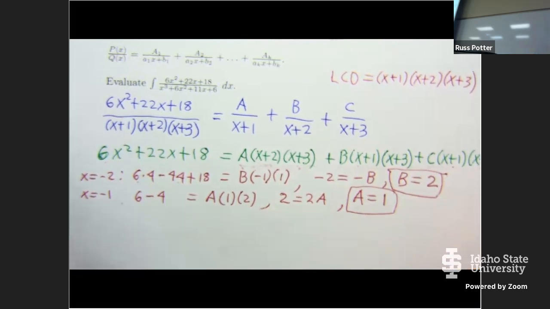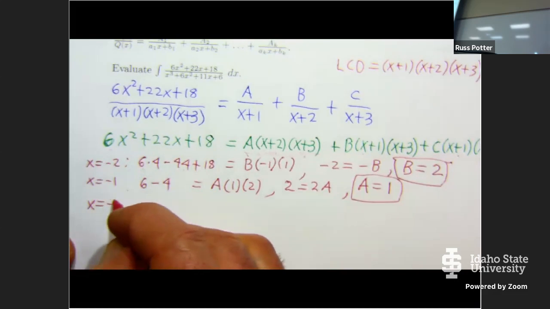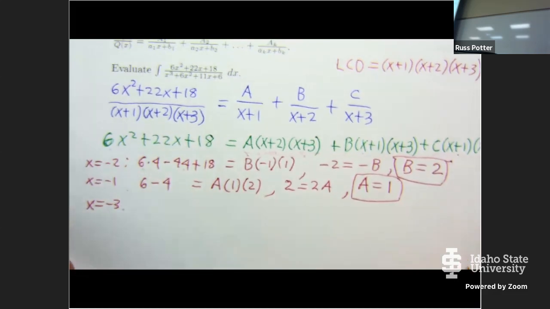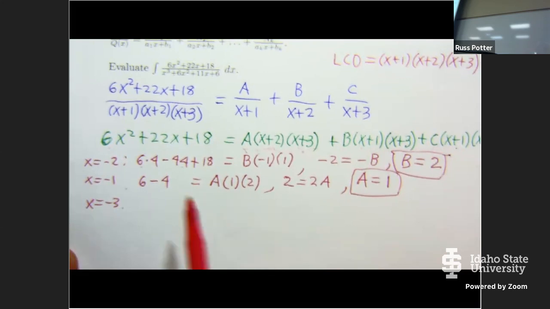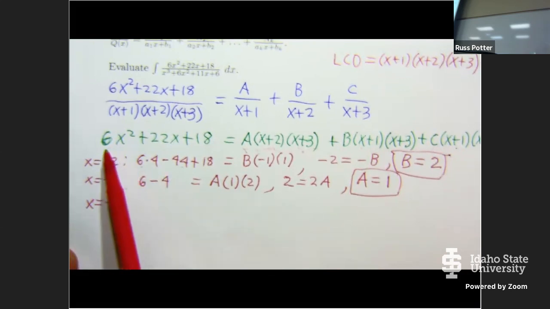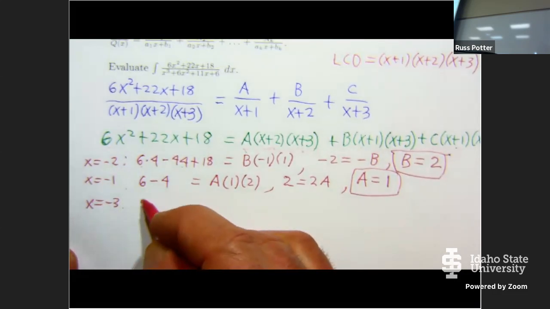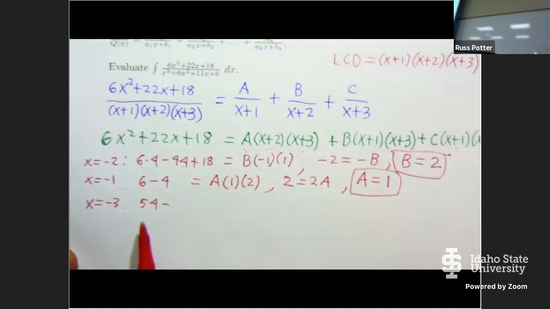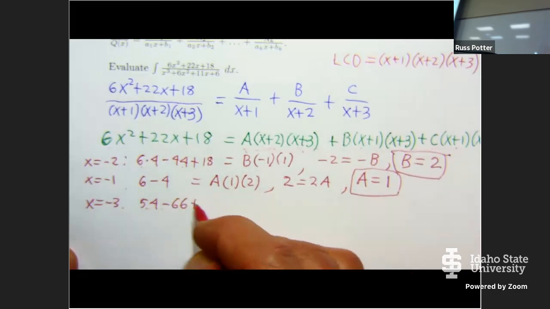Okay, just one more. Now we need to know what c is. Okay, the other factor, x plus 3, is 0 when x is -3. So replace every x with -3. Okay, so 6 times -3 squared is 6 times 9, or 54. And then 22 times -3 is -66. So we get 54 minus 66 plus 18.